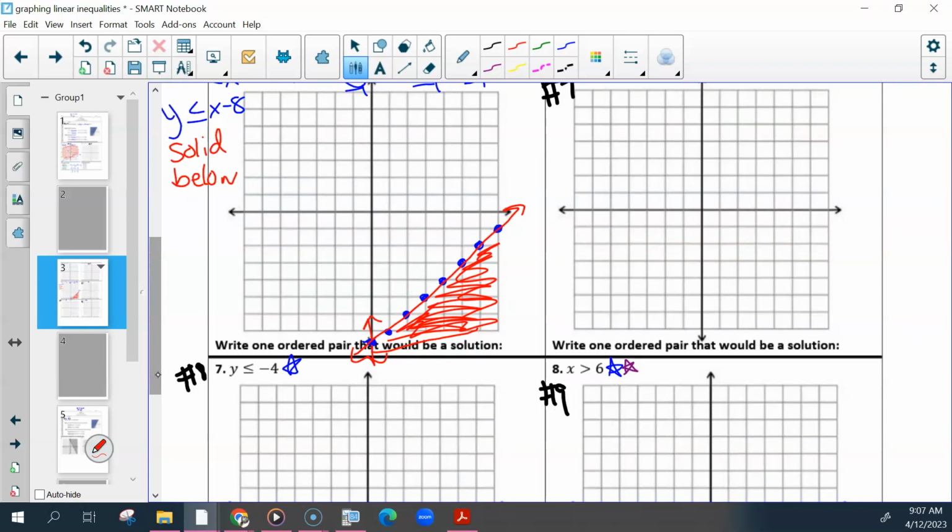And then someone who didn't answer earlier, tell me one ordered pair that would fall in this shaded area that would be a solution. Emma? 6, negative.